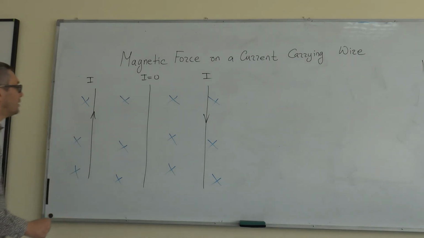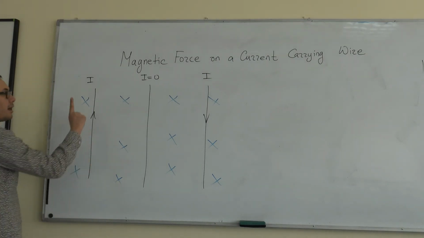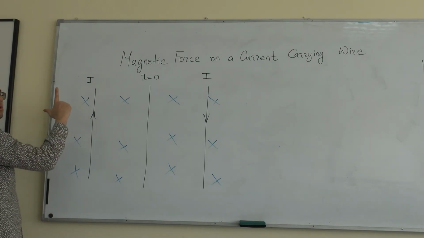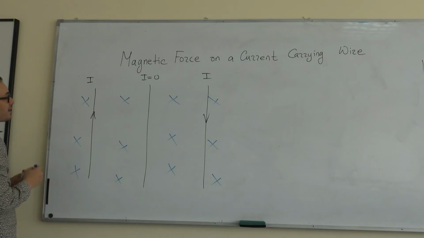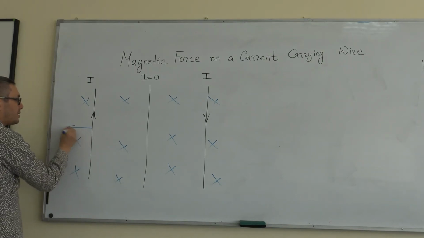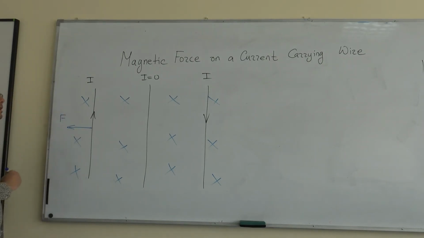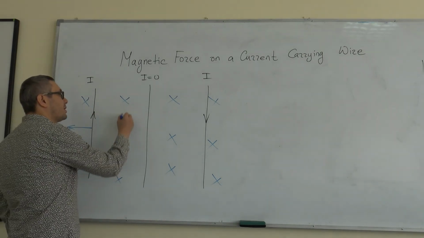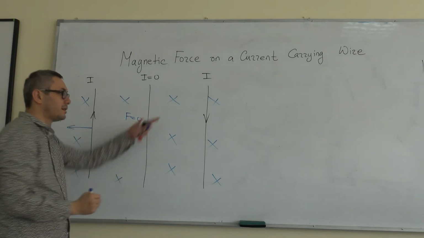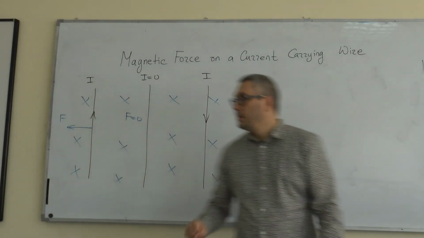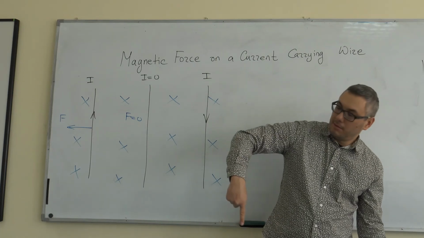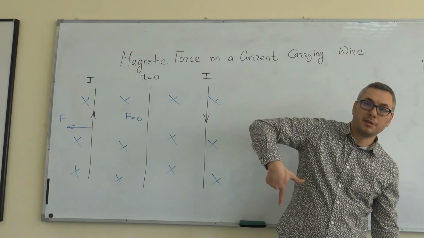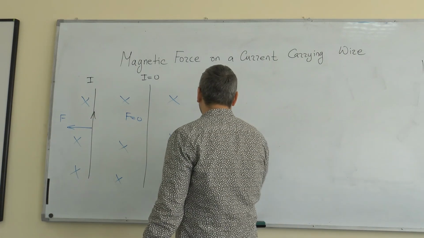So let's look at this one. Current I is pointing up, magnetic field is into the board, so F is pointing to the left. So the force acting on the wire here is pointing to the left. In this one, there is no current, so there is no force. So the force here is 0. Here, the direction of current is opposite. Current is pointing down. Magnetic field B is pointing into the board, so F is pointing towards me. So F is pointing this way.